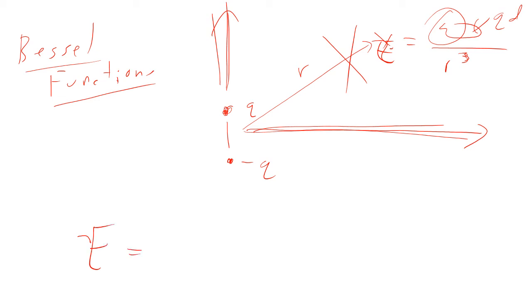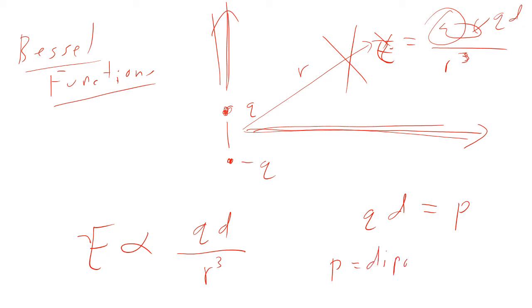Now what you find is that the electric field is always going to be proportional to something that is equal to QD divided by R cubed. And so the dipole field drops off as R cubed. Now the QD turns out to come again and again and again in any equation related to dipoles, so we just give it a symbol, P. P is the dipole moment.